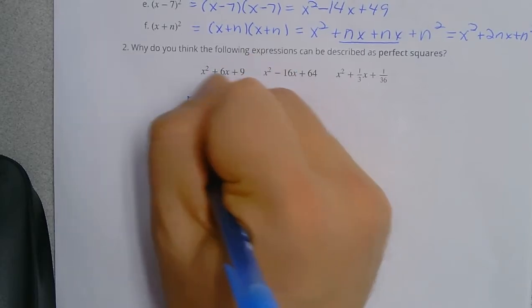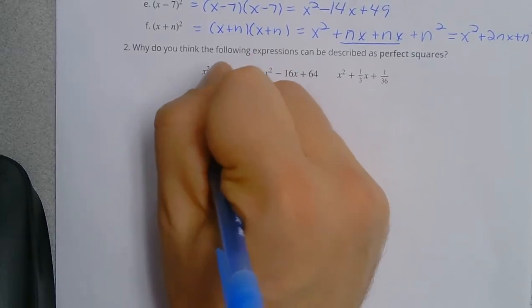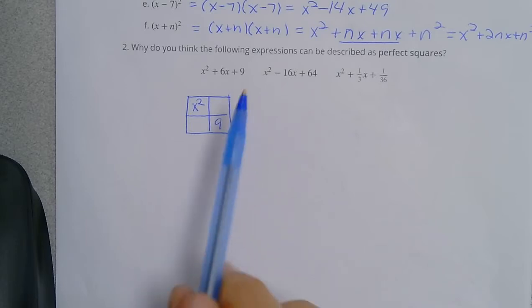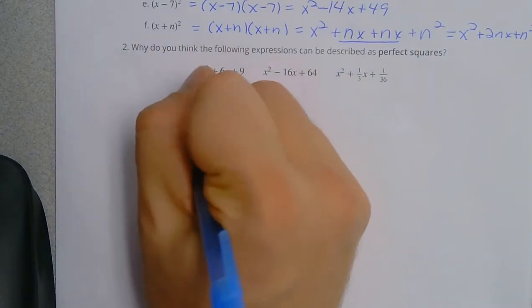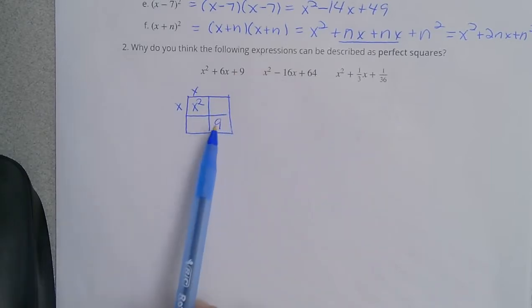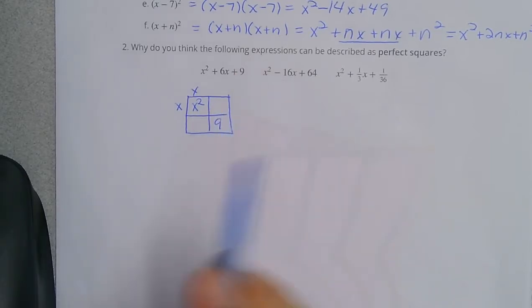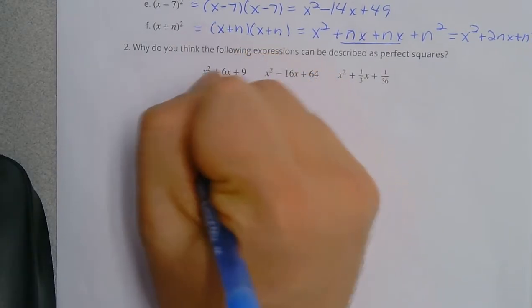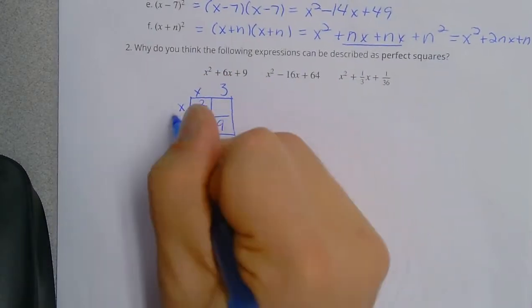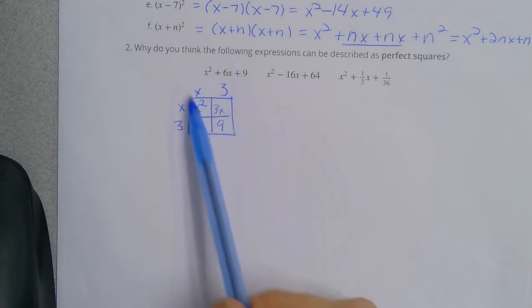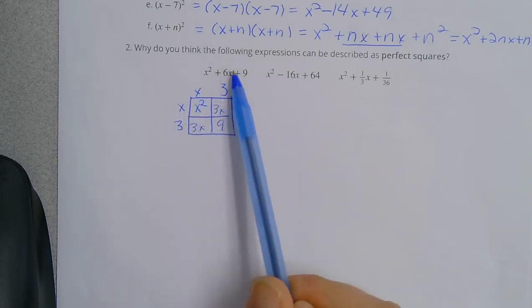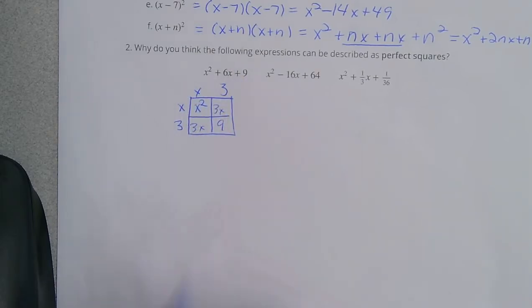So we have x squared and 9. And they ask why they should be perfect squares. Well, to make x squared, I know I have x times x. And then if I need perfect squares that make 9, it has to be 3 and 3. And just double checking that, we have 3x and 3x. Combining my x terms, 3x plus 3x makes 6x, so I did this correctly.